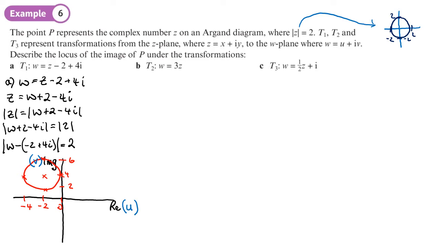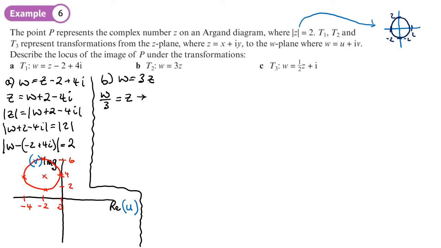Right, okay, let's move on to part B. So in part B, we've got a slightly different transformation. W equals 3Z. So again, I want to get it into a form where I can substitute the modulus of Z equals 2. So I'll start by making Z the subject. So I'll have W over 3 equals Z. Now I'll do the modulus of both sides. So I'll have the modulus of W over 3 equals the modulus of Z. I can now replace the modulus of Z with 2.